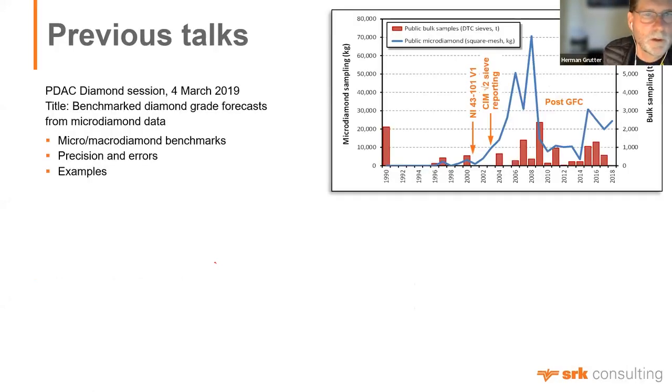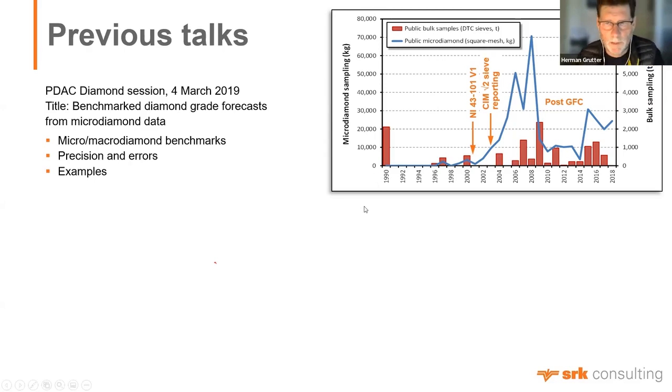So let's start the talk by just pointing out that I have previously spoken fairly recently about this topic, in particular March 2019, when COVID came around to Canada at PDAC. I gave this talk, and so it's pretty much forgotten in the fog of the past 2 years. And we spoke about macrodiamond benchmarks, precisions and errors, and examples, several of which are repeated in the current talk today. But I wanted to put up this graph that came from that talk.